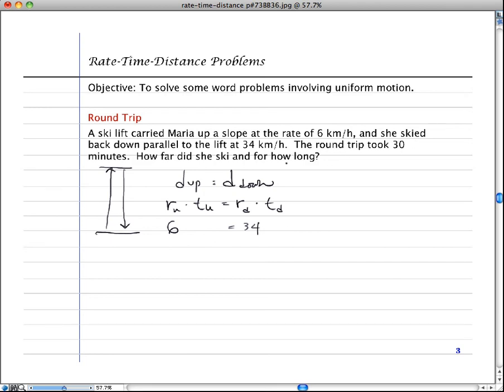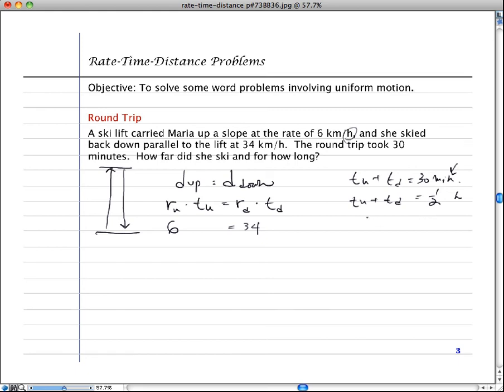And the round trip took 30 minutes. Aha. The trip took 30 minutes, the entire trip. What that means is time going up plus time going down took 30 minutes. But once again, be careful, it's minutes, where the speed is in terms of hours. So this is actually equal to half an hour. Once you have the right units, math people tend not to write the units after that because units work out. But remember, in sciences, you really need to do that carefully.